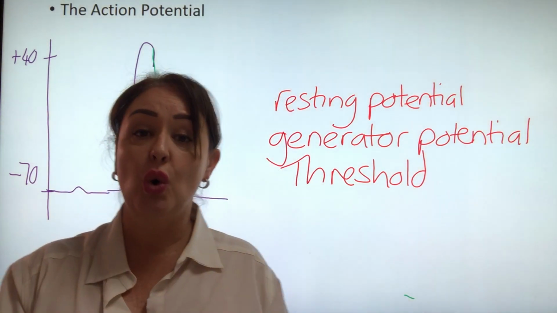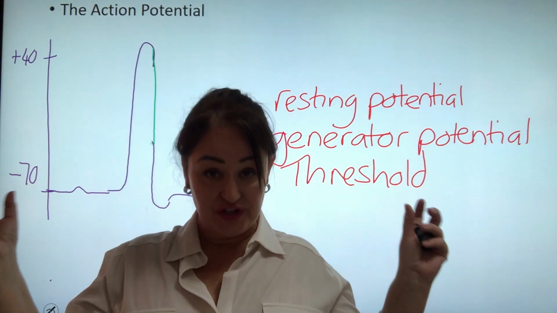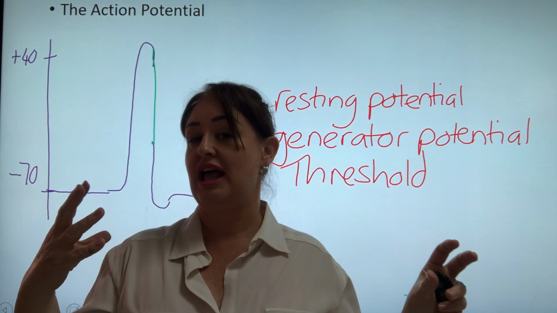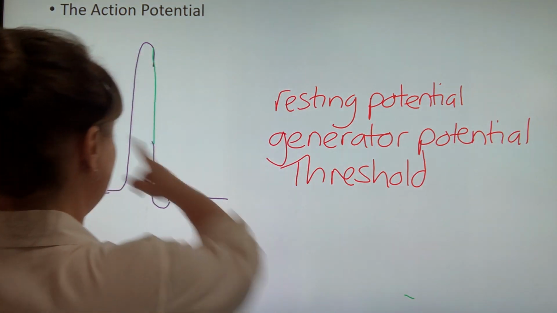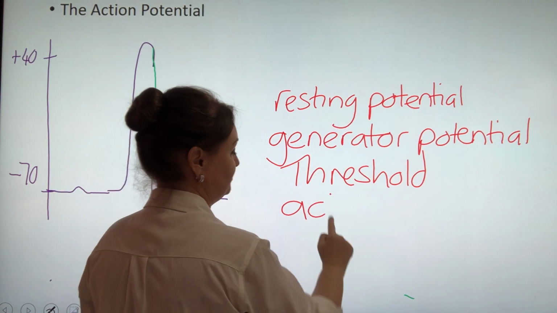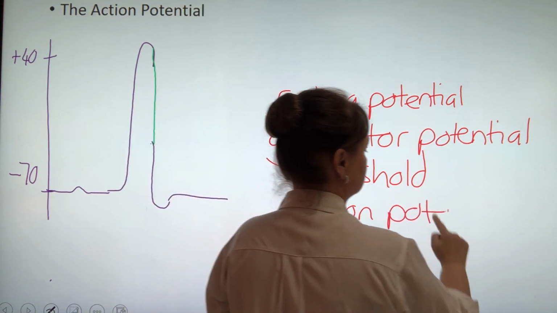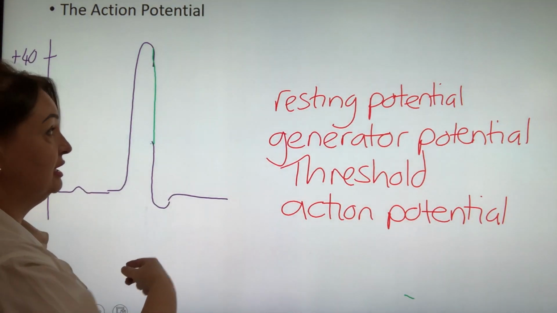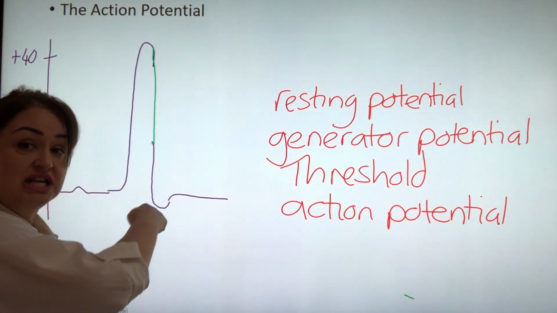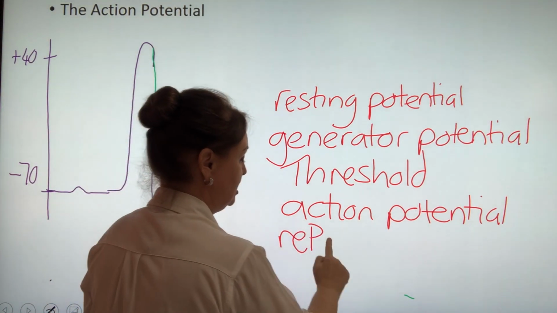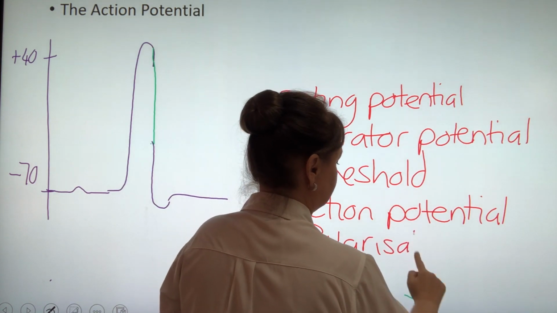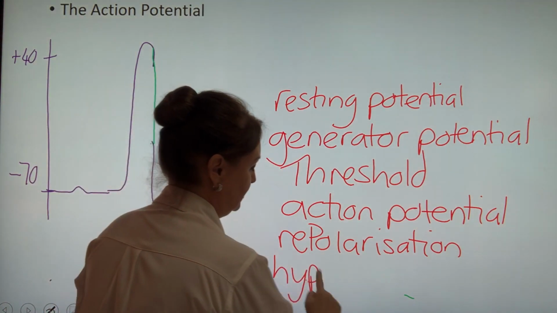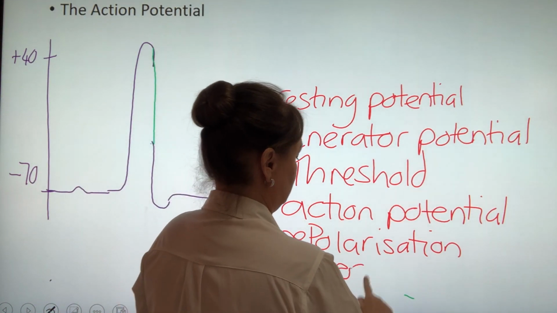When threshold happens, all the sodium ion channels open and the sodium comes flying in. It's along a chemical gradient and it's along an electrical gradient. And that is when we get an action potential, which is the reversal of charge in the cell. Here, it's repolarizing. So we get repolarization. And at the bottom, we get this hyperpolarization.